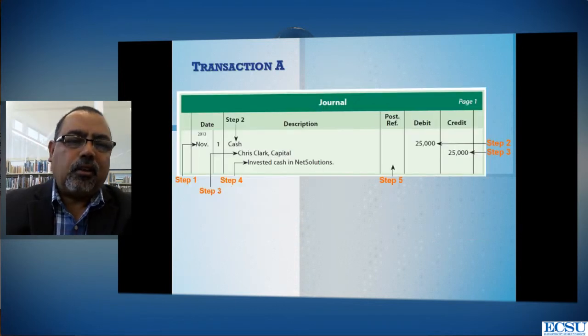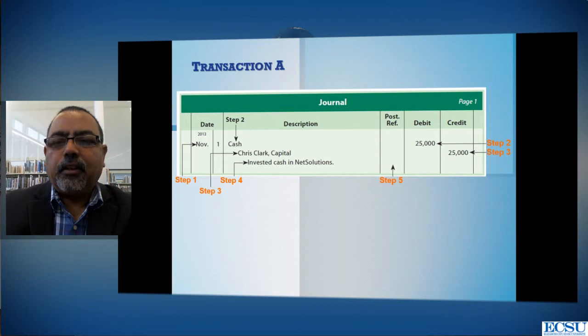And you can see in the journal, the date was November 1st, 2013. And then you have debited the cash account. And then after giving an indent, you have credited Chris Clark's capital account, and you have written in the debit column 25,000 and in the credit column 25,000. Then you have also written a small narration or description as invested cash in Net Solutions. You should not get bogged down with the description. You can just write a small note saying what the journal is about.